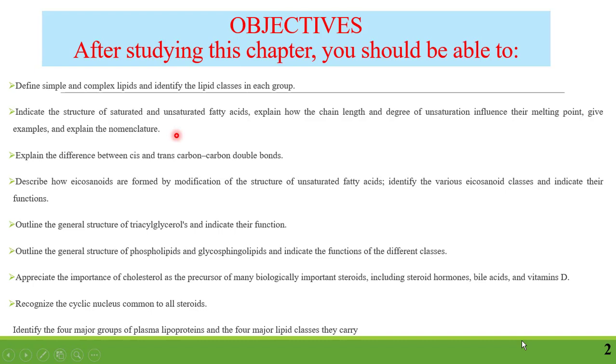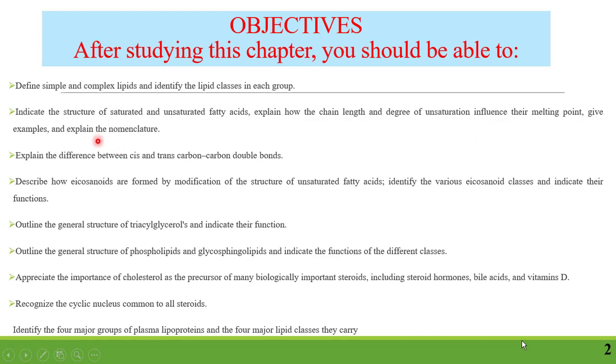First of all, I want to introduce the objective of this lesson. After studying this chapter you should be able to define simple and complex lipids and identify the lipid classes in each group. We have different classes in lipid and you must know all of them. And also about saturated and unsaturated fatty acid, explain what they are and how the chain length and degree of unsaturation influence their melting point, and also give examples of these types of fatty acid, unsaturated and saturated.